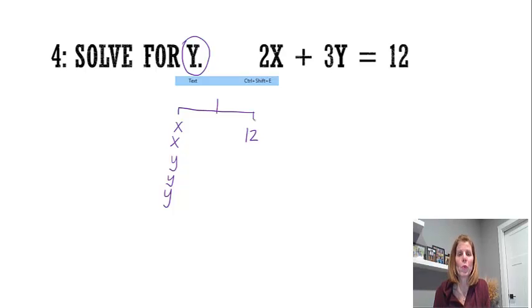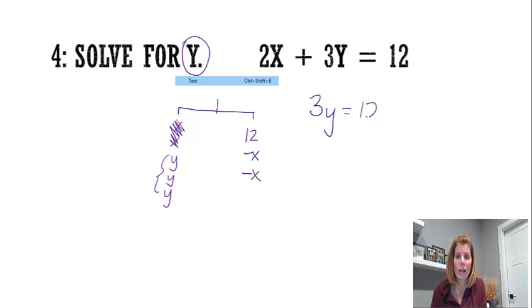Okay, so this time we want to solve for the y's. So I want to keep the y's. I want to keep all these y's over here. I don't want the x's. So if I don't want them, to get rid of them, I would subtract them. So I'm going to subtract them from the left side, which means I also need to subtract them from the right side. So now I'm going to write what I have. On the left side, I see 3 y's. And on the right side, I see 12 minus 2 x's, okay?